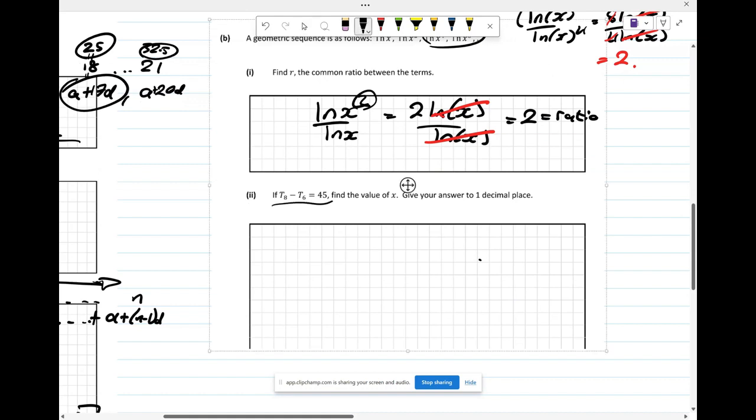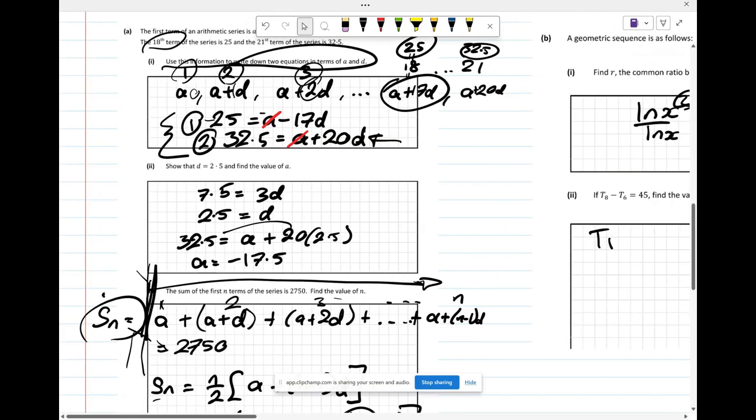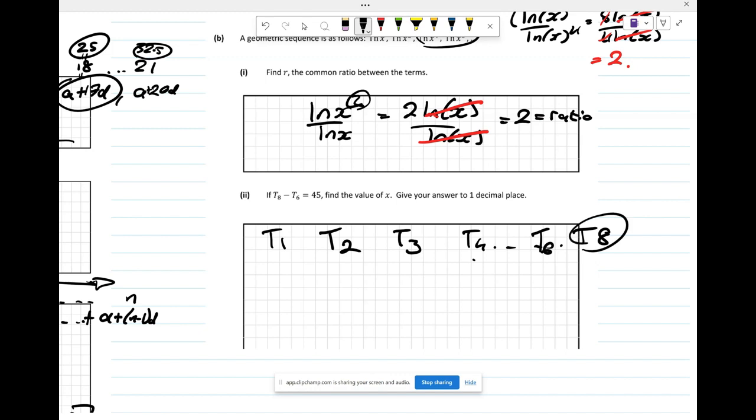Okay. So now it says if t8 minus t6 is 45, find the value of x. What t refers to here is what we were just referring to as n back here. So this is 1, 2, 3, 4. This is just like term 1, term 2, term 3, term 4, all the way up to term 8. And in here somewhere is term 6. Perfect. So this is saying that t8 minus t6 is 45.